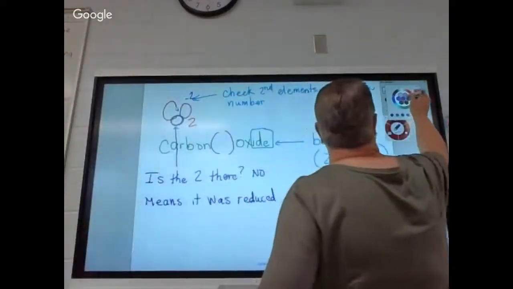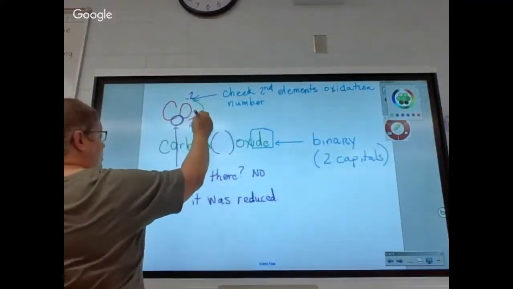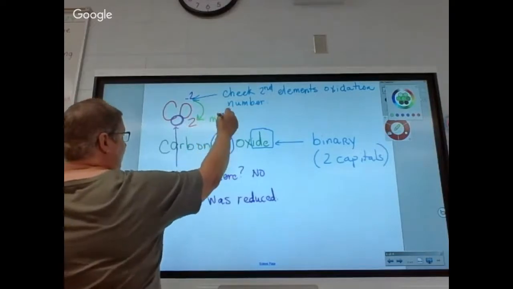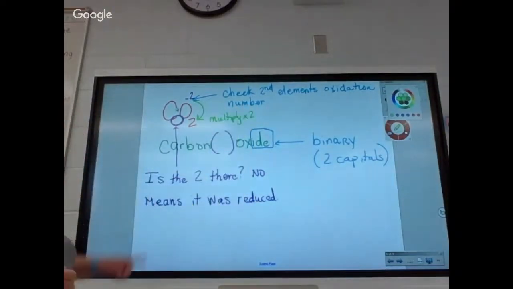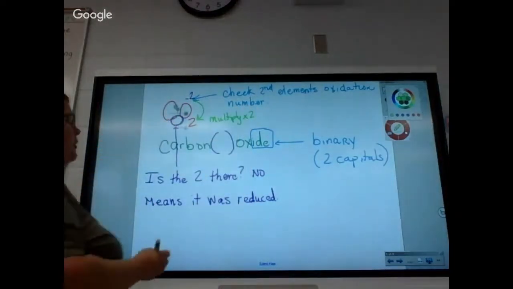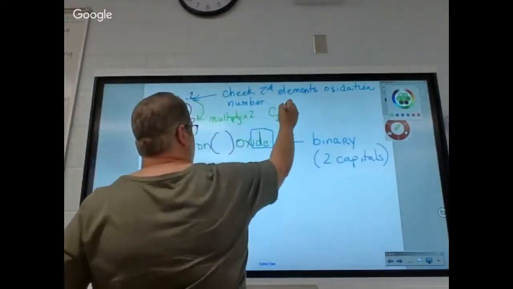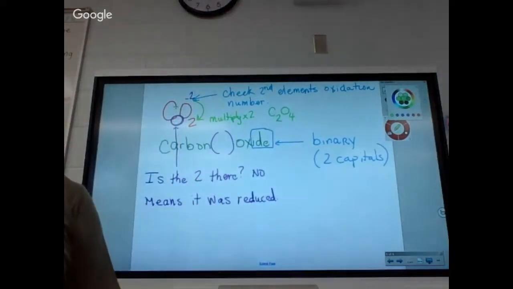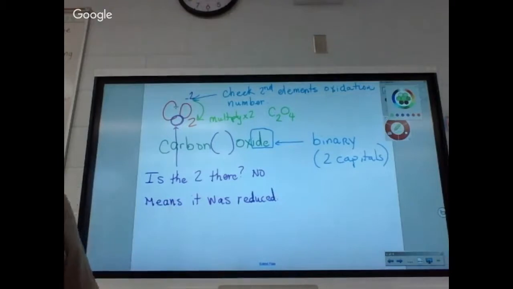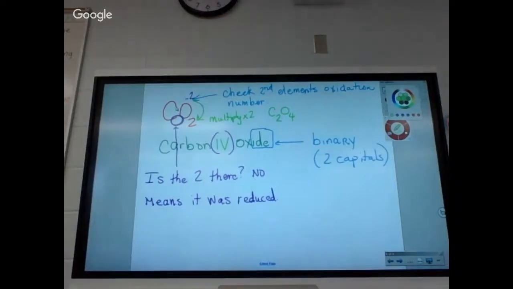We need the original number to put in the Roman numeral. So, how do we get the original number? All we have to do is take that 2 and multiply by 2. So, 2 times 1 is what? So, C2. 2 times 2 is? So, the original formula used to be C2O4. So, what number came from the carbon? So, we put Roman numeral 4. Does that make sense? Okay.